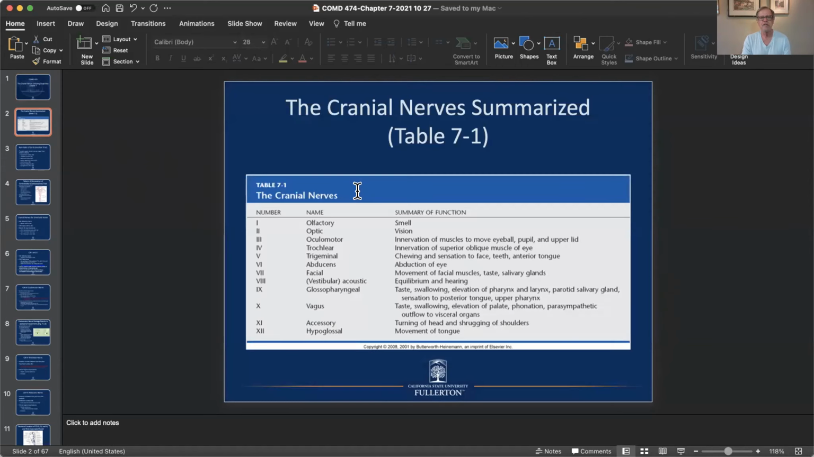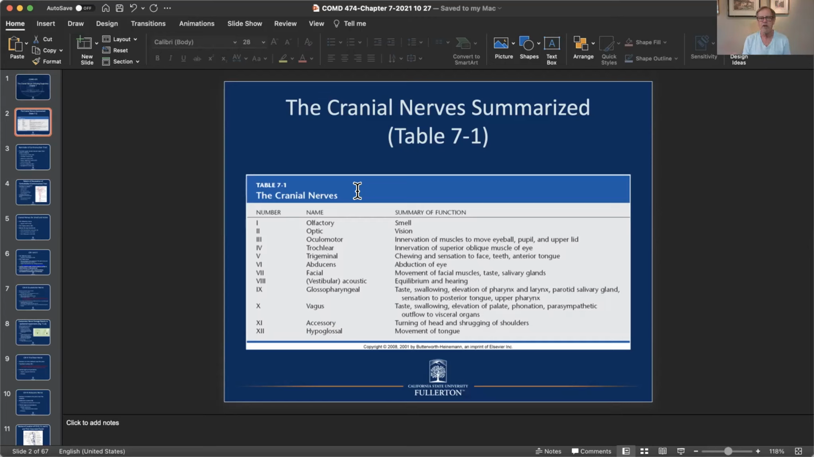This slide simply shows the 12 cranial nerves, which I know you have seen in other courses. You've seen it in this course. Certainly you do want to know them. You want to be able to use the number and the name interchangeably. They both bring into consciousness the same thing.